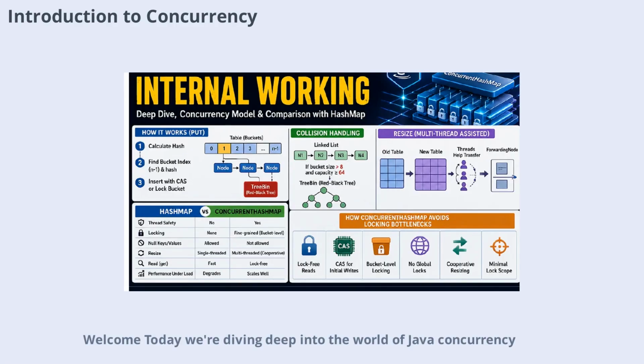Welcome. Today, we're diving deep into the world of Java concurrency, focusing on how ConcurrentHashMap revolutionizes thread-safe data structures. In modern software, handling multiple threads efficiently is crucial, especially for backend systems that demand high performance and reliability. We'll explore why traditional HashMap falls short in concurrent scenarios and how ConcurrentHashMap steps up to solve these challenges. By the end, you'll understand the internal workings, concurrency model, and key differences between these two essential Java collections.